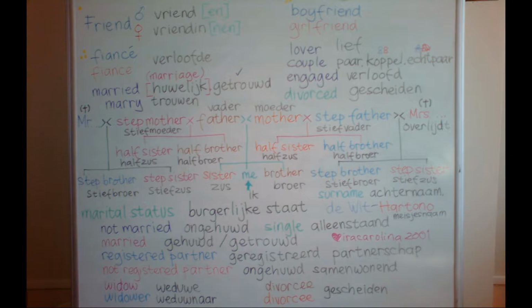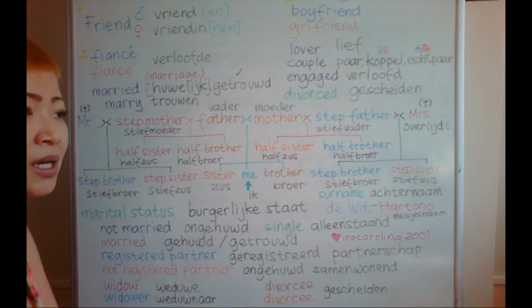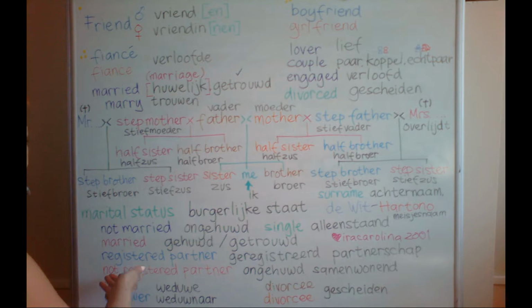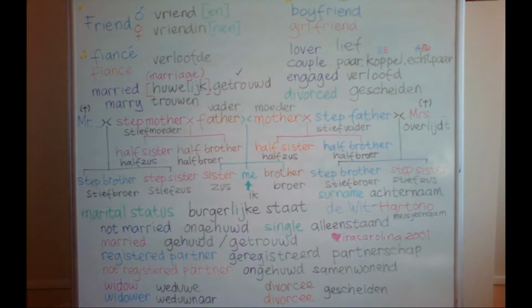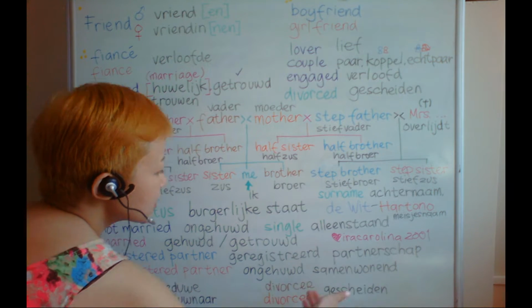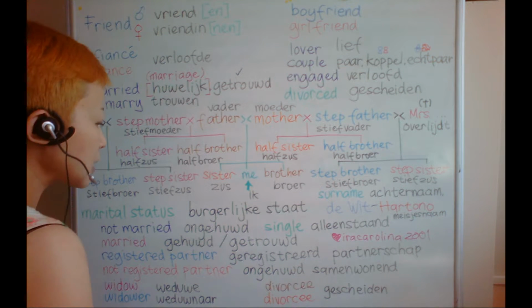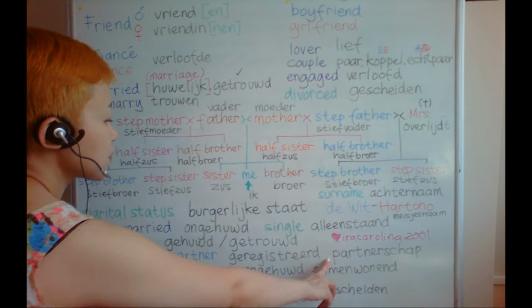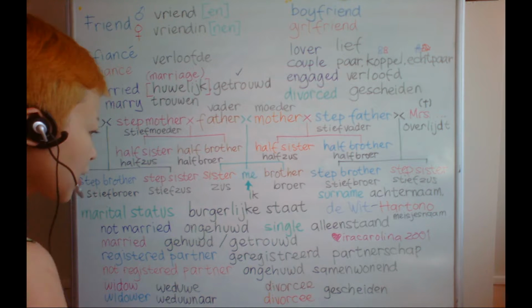Or if they're living together but they haven't registered their names in the system in the gemeente or government, it is not a registered partner. Ongehuwd samenwonen. Ongehuwd, not married. Samenwonen. Samen is together, wonen is living together. And you put a space here.